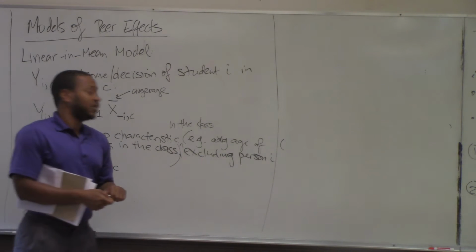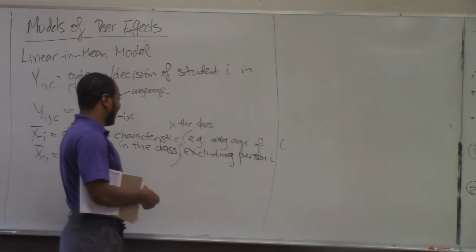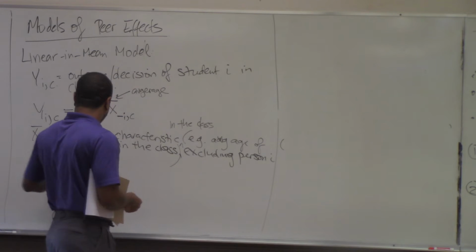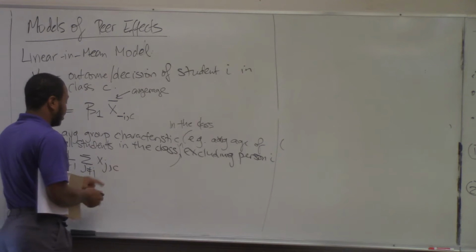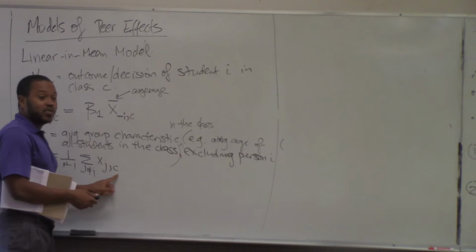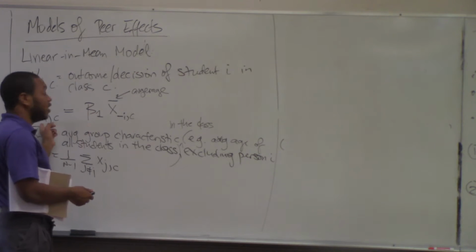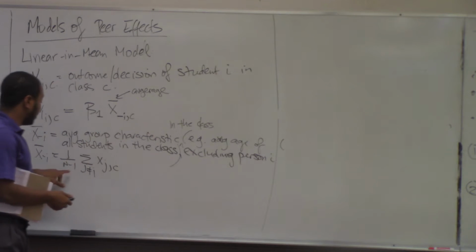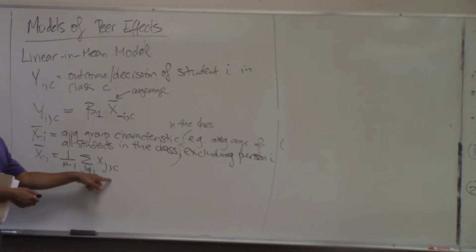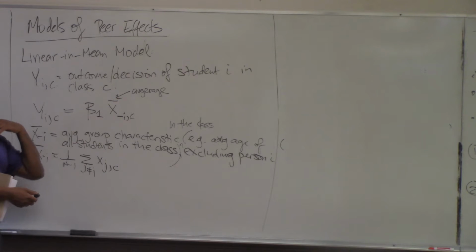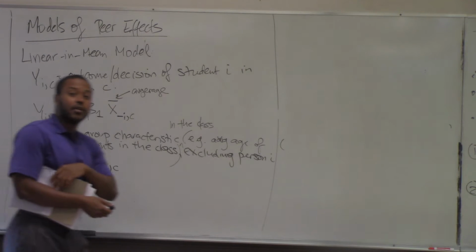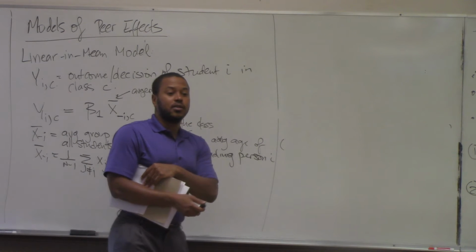Question? Is that a comma in between the j and the c? It can be. No, down at the bottom. Yes, this is x_jc, right? So this is person j, classroom c. And the reason why I use a different index here is because we're specifically talking about the outcome for person i. So when we sum over the average characteristics of everybody in the class, we want to sum over everybody excluding person i. Does that make sense? Okay.